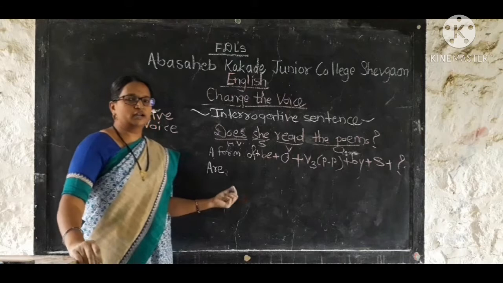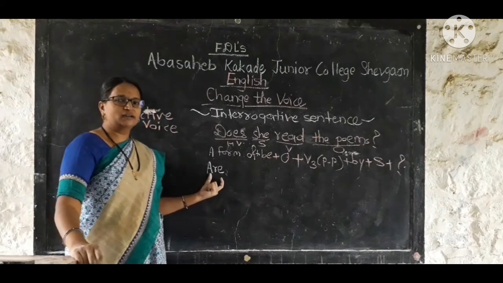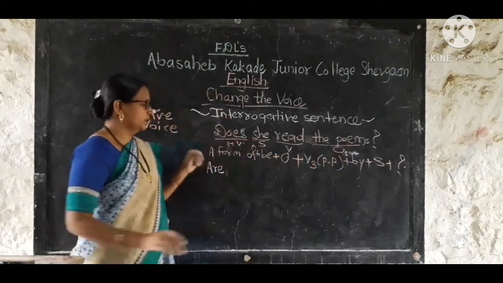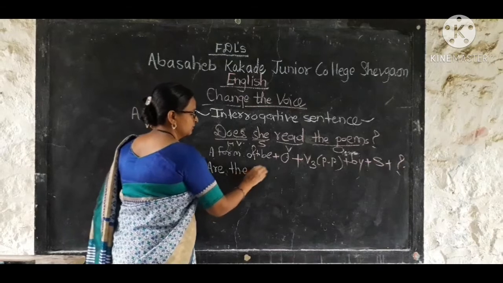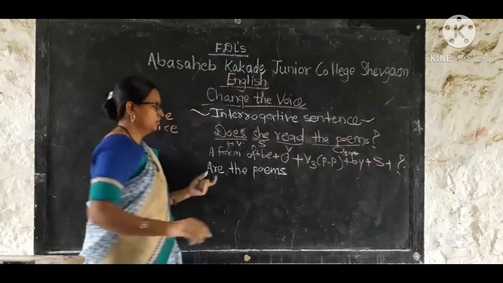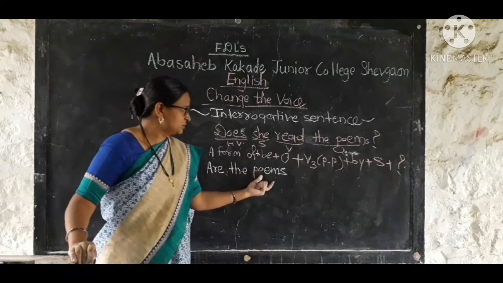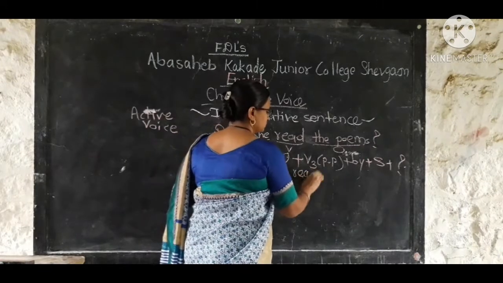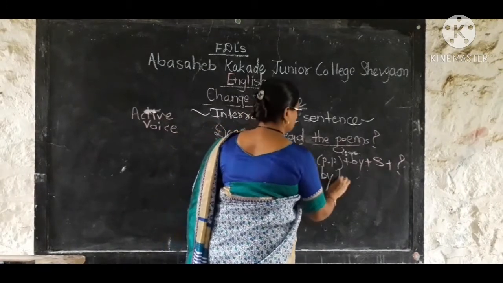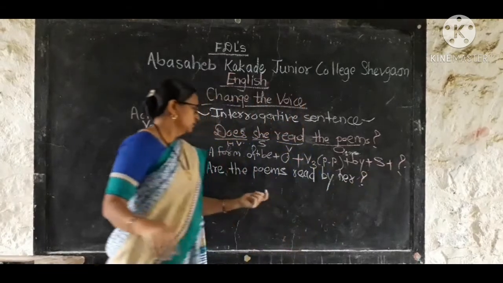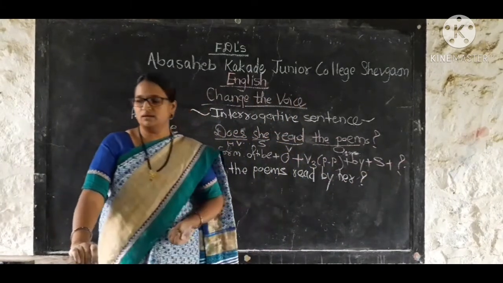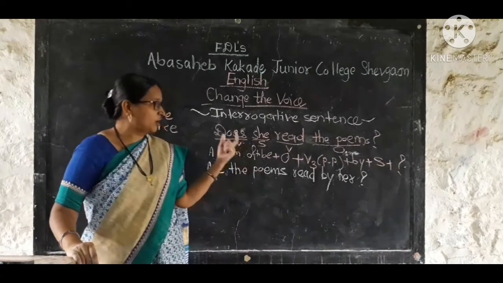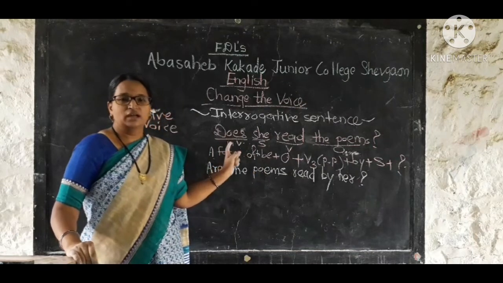are, this particular helping verb. Now why are? Because now we have to use object from the sentence, the poems, and that's why here we use are the poems. Then we have to use V3, read, are the poems read by her. This can be passive voice of the sentence or of the question which begins with helping verb.